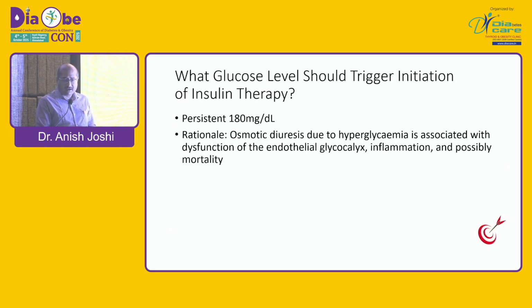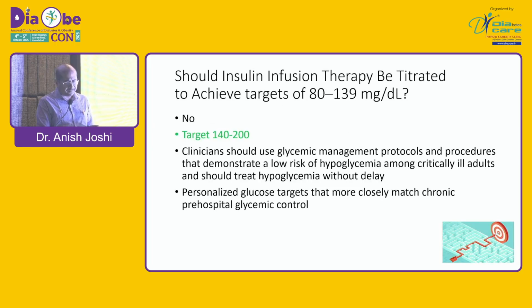So what level should you be targeting, and what should be the trigger when you are starting the insulin? That would be a persistent level of more than 180 mg/dL in the sugar readings. And why this target has come, though for an OPD patient the targets are different, is because this particular high glucose level causes osmotic diuresis and ultimately causes the endothelial glycocalyx problem, and there is a seepage of the bacterial load, and ultimately it causes sepsis and the patients ultimately die.